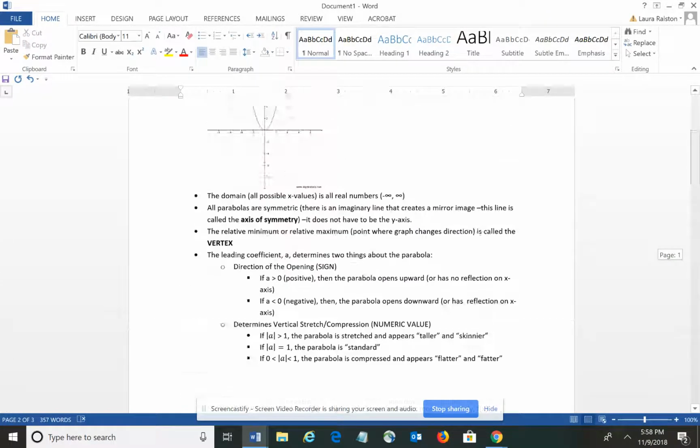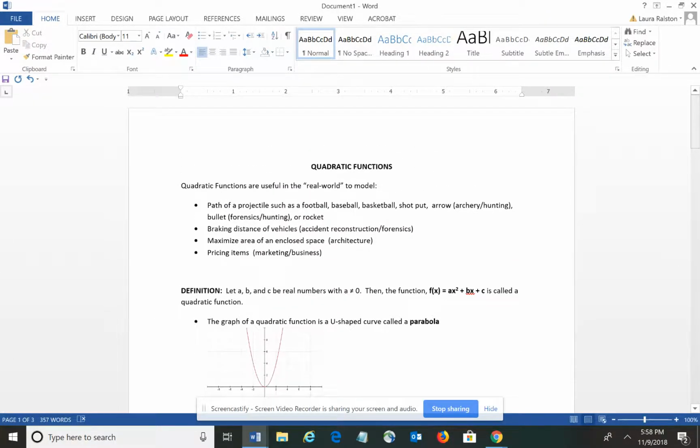In this video, we're going to talk a little bit about quadratic functions, which was part of the topic in lesson 12. Quadratic functions are useful in the real world to think about the path of a projectile, such as a football, a baseball, a basketball, a shot put, an arrow, even a bullet, or a rocket. Also, braking distances of vehicles, the maximum area of an enclosed space, and even pricing items within the business world.